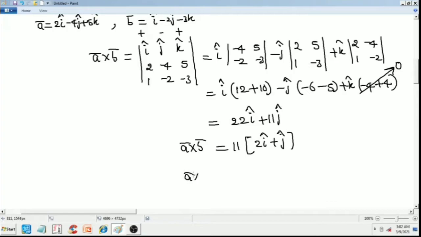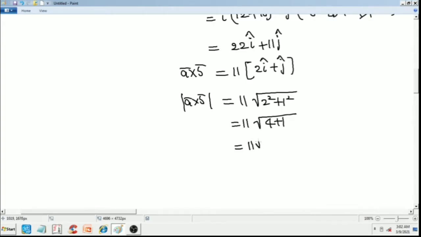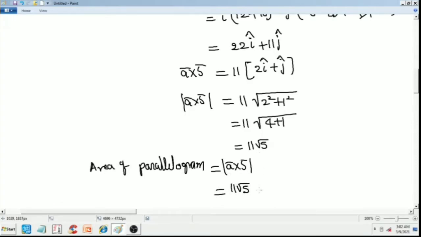Now the magnitude. The magnitude of A cross B is 11 into root over 2 squared plus 1 squared. 2 squared is 4, plus 1 is 5. Hence the area is 11 into root 5. The area of the parallelogram is the modulus of A cross B, here 11 into root 5 square units. That's all.